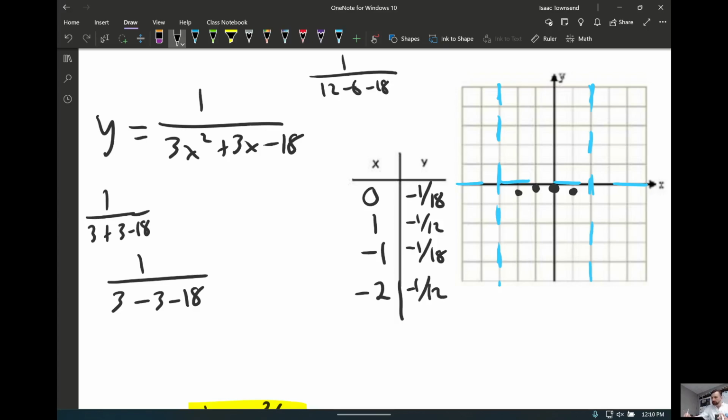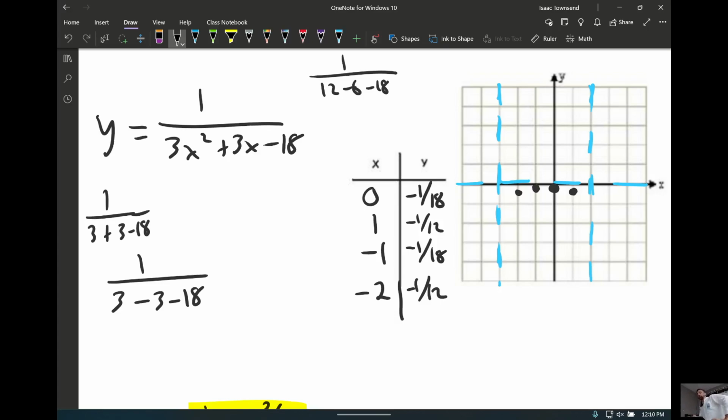Now, most questions you're not going to need to find another 3 points, but you can plug in points all day. More points you do is honestly better. That's what your calculator does when it graphs. It just graphs hundreds if not thousands of points and throws them on there.